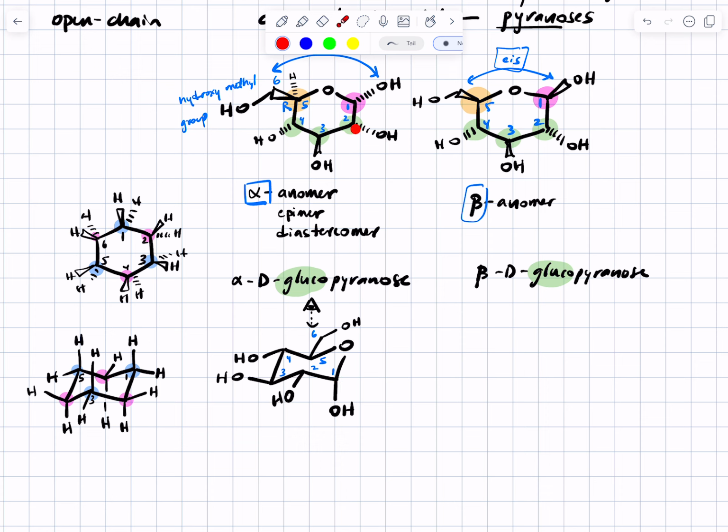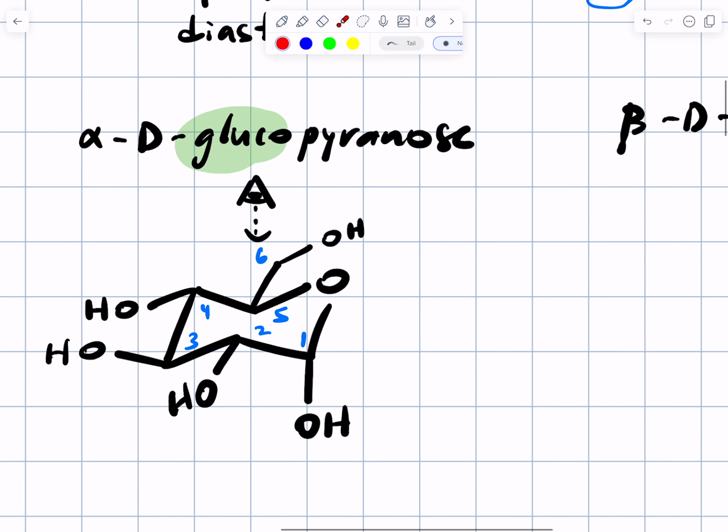Similarly here on carbon 2, the OH is down because it's a dash. The only down position I have on carbon 2 is this down equatorial position. The up position would be occupied by a hydrogen, and it's axial. Okay, other questions?